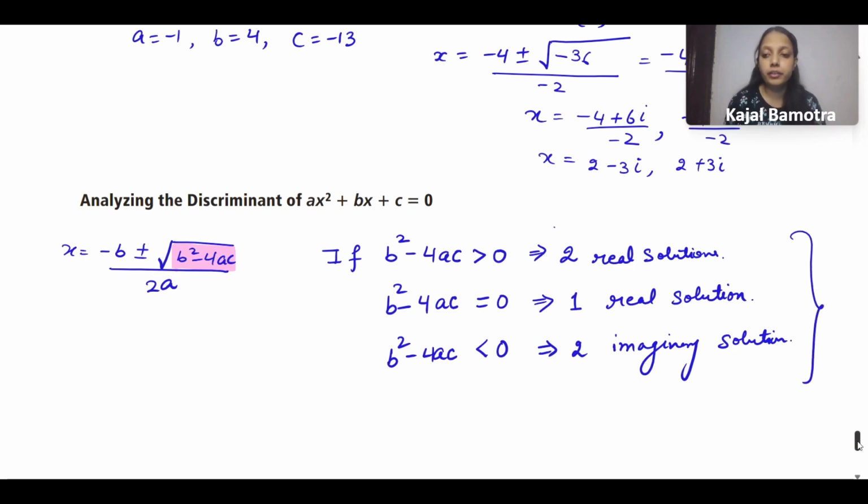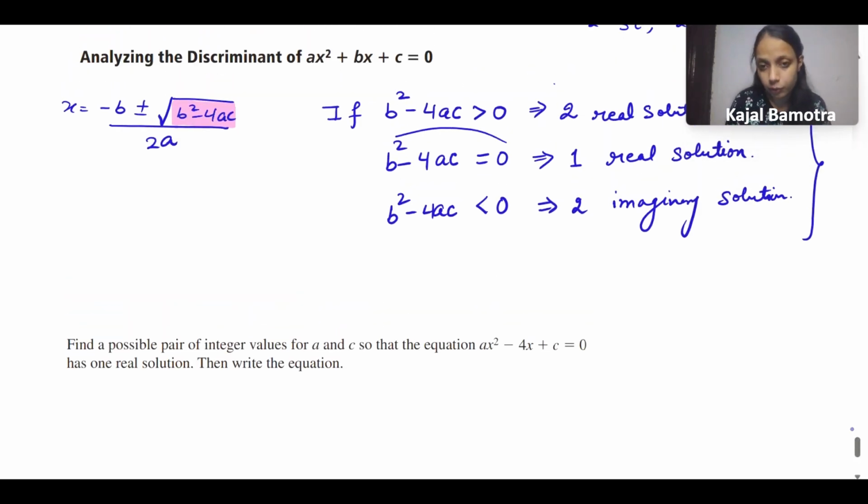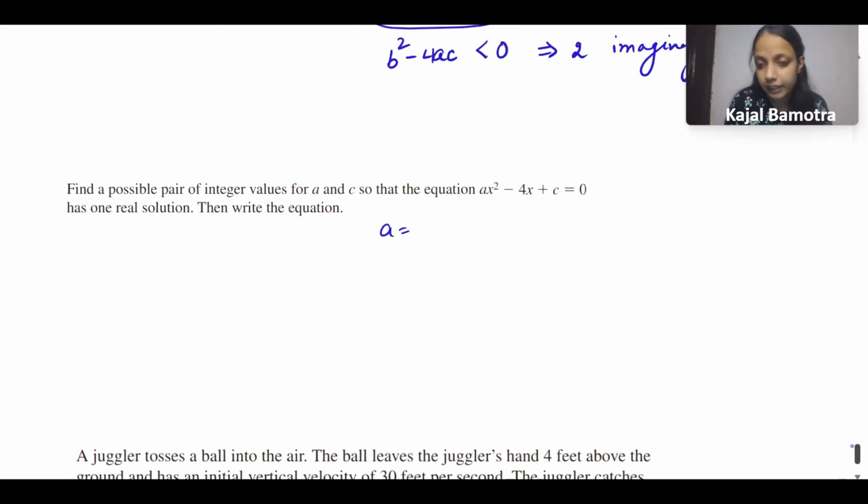You can remember it. Next is: find a possible pair of integer values for a and c so that the equation ax squared minus 4x plus c equals 0 has one real solution. This is the condition for one real solution. b squared minus 4ac, where a is a, b is -4, c is c.